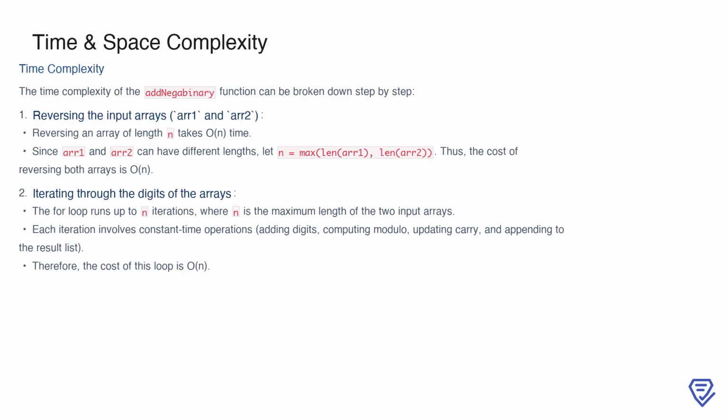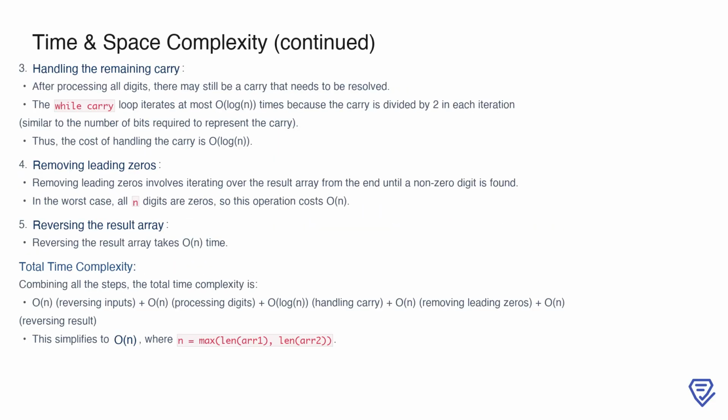This loop runs up to n times, where each iteration involves constant time operations such as adding digits, computing modulo, updating the carry, and appending to the result. Thus, iterating through the digits also has a cost of O(n). Now, after processing all the digits, we may still have a carry left that needs to be resolved. This is handled in the while carry loop.